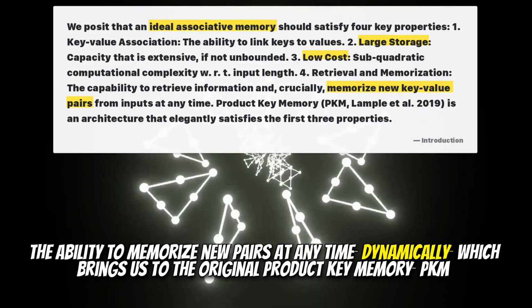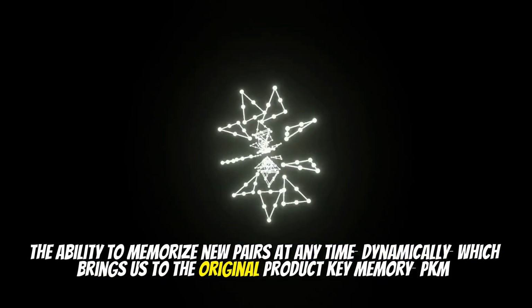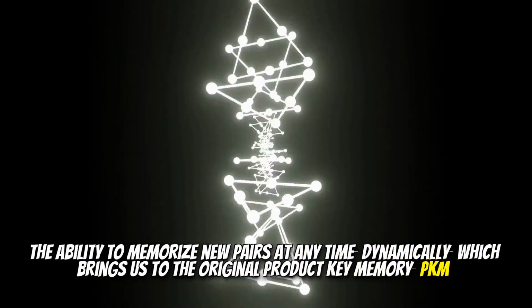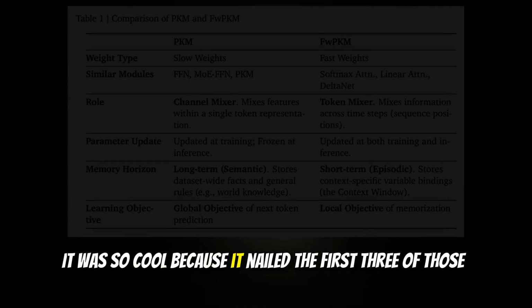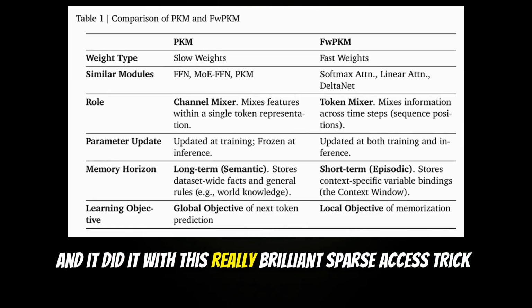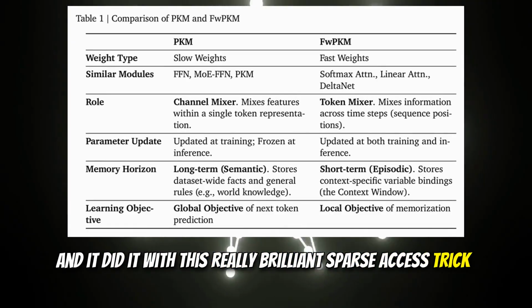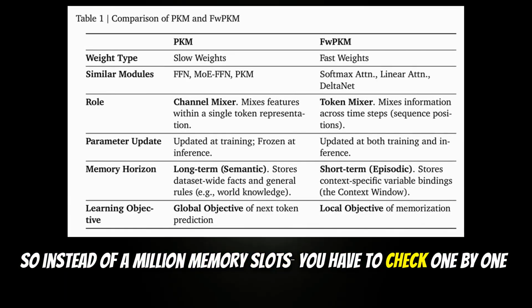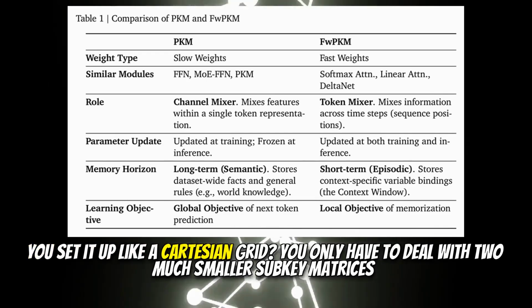at any time, dynamically. Which brings us to the original product key memory, PKM. It was so cool because it nailed the first three of those. It did, yeah, back in 2019. And it did it with this really brilliant sparse access trick. So instead of a million memory slots you have to check one by one, you set it up like a Cartesian grid.